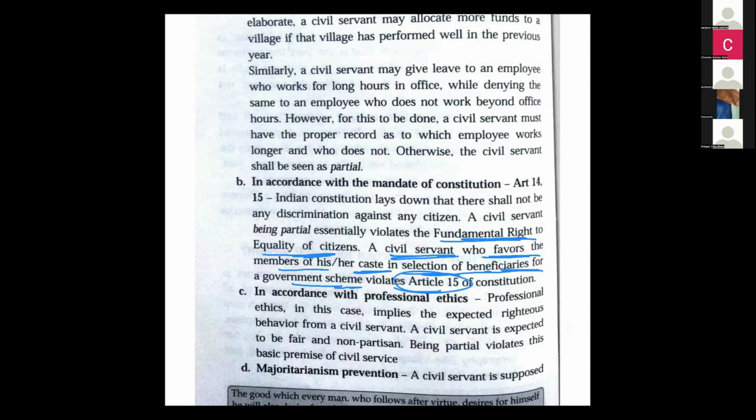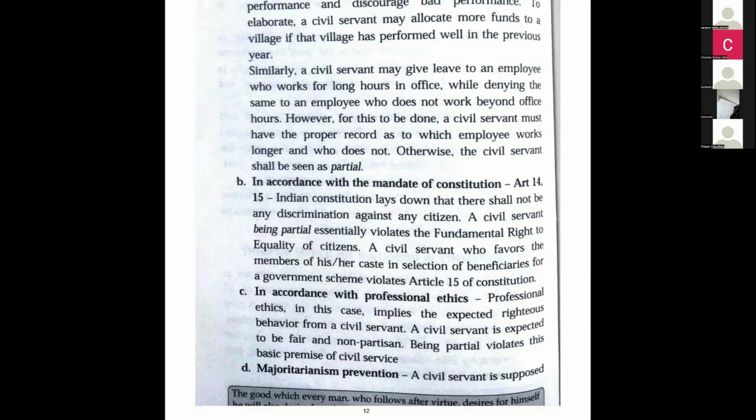And you are a part of what? You are a part of the state. State is what? Government. It is defined in Article 12. Okay? So, in accordance with the mandate of the Constitution. Third is in accordance with professional ethics. Professional ethics in this case implies the expected righteous behavior from a civil servant.